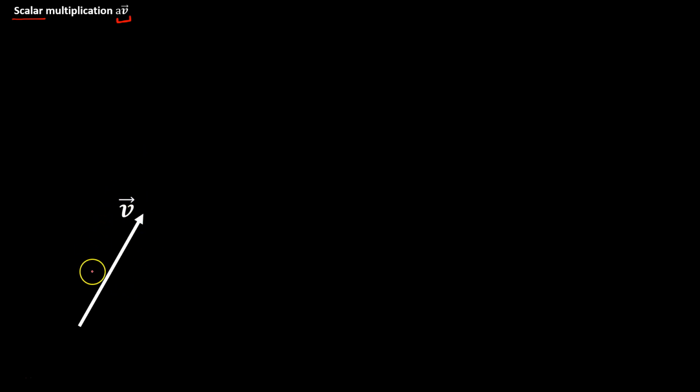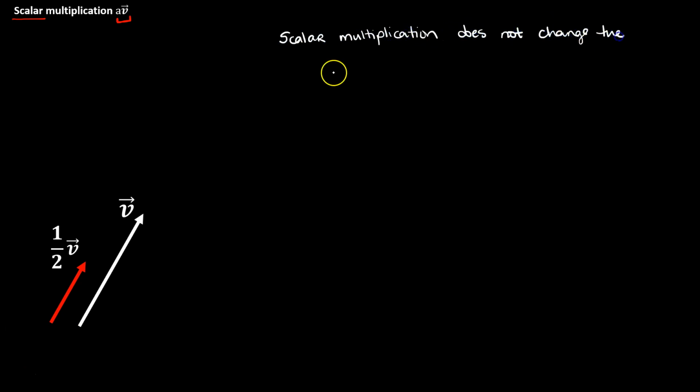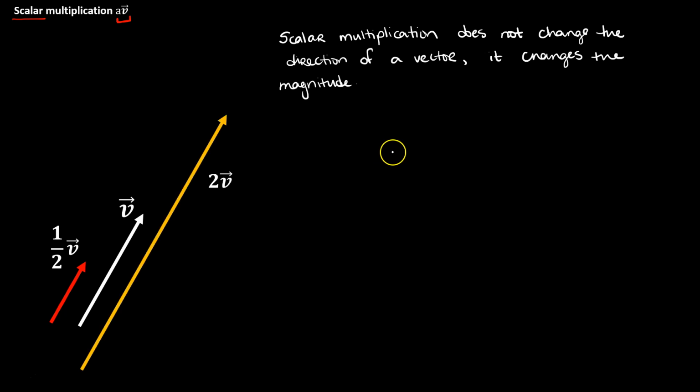So here I have the vector V. If I wanted to multiply V by 1/2, I'm not changing the direction of V, I'm just shrinking the magnitude of it. So scalar multiplication does not change the direction of a vector. So we see that scalar multiplication is not changing the direction, it's changing the magnitude or the length of the vector. If I wanted to multiply the vector V by 2, then I would create a vector that's parallel to V but twice as long.